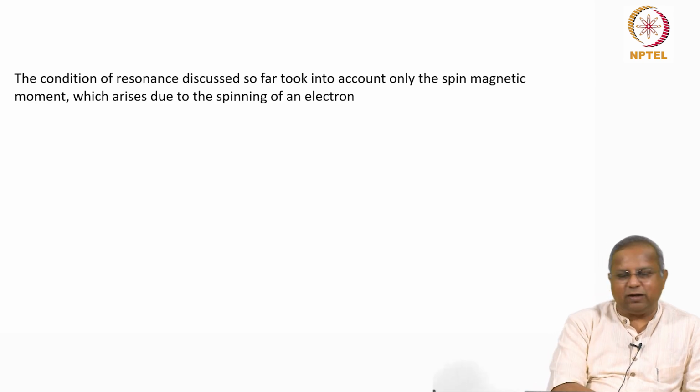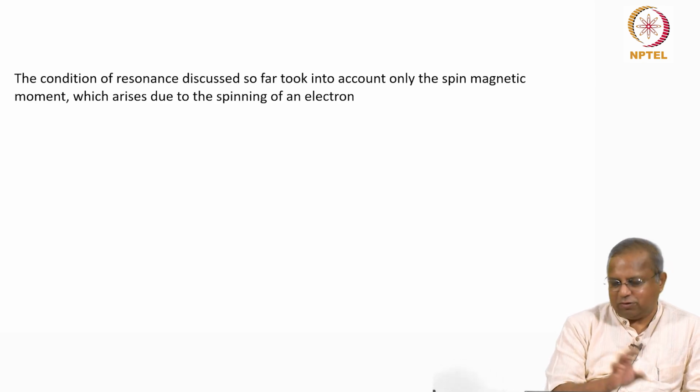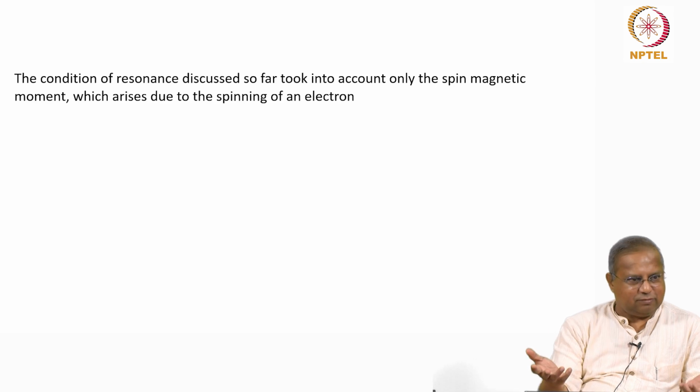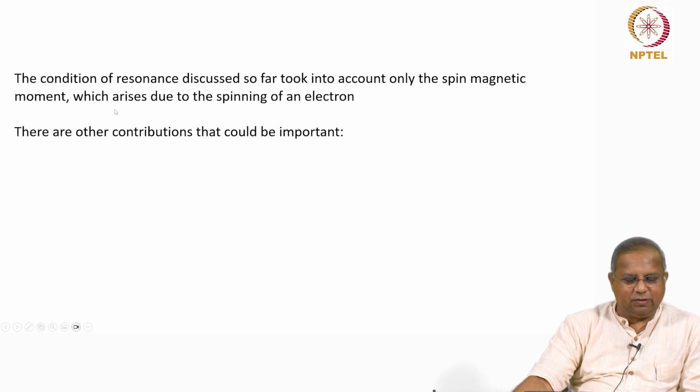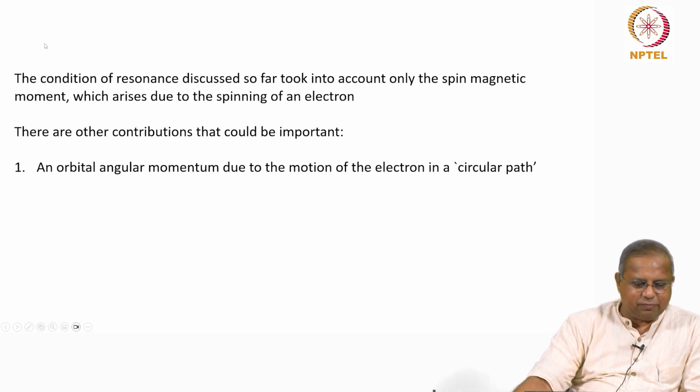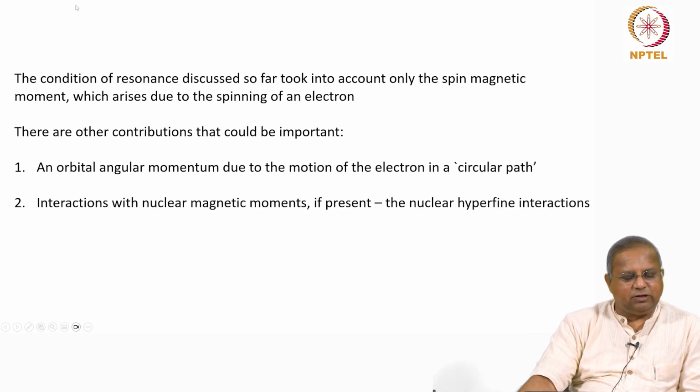Although we are looking only at the unpaired electron, all these contributions come in. All these contributions are important. That's already present in the system, and that needs to be taken into account. Okay. So the other contributions that could be important are as follows: an orbital angular momentum due to the motion of an electron in a circular path, the classical view. And interactions with nuclear magnetic moments if present, and these interactions are called nuclear hyperfine interactions.